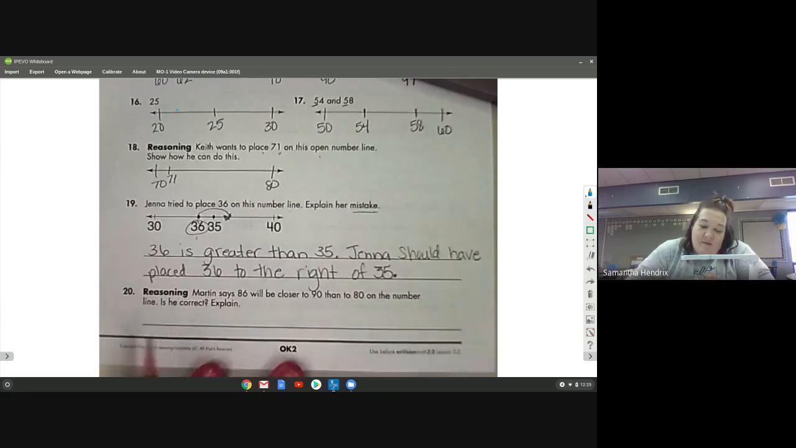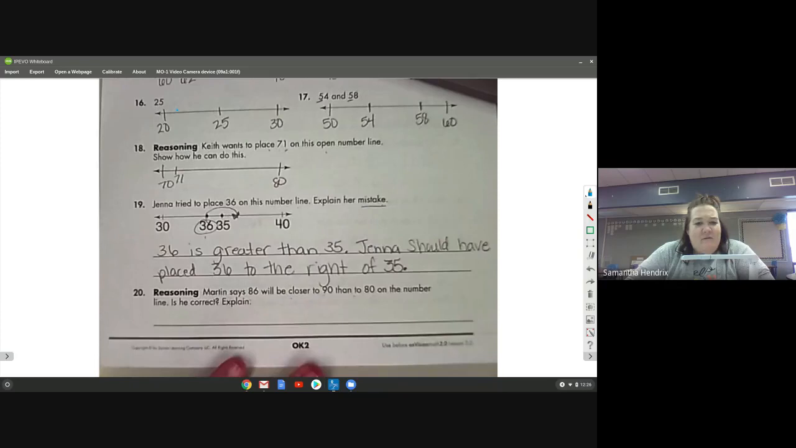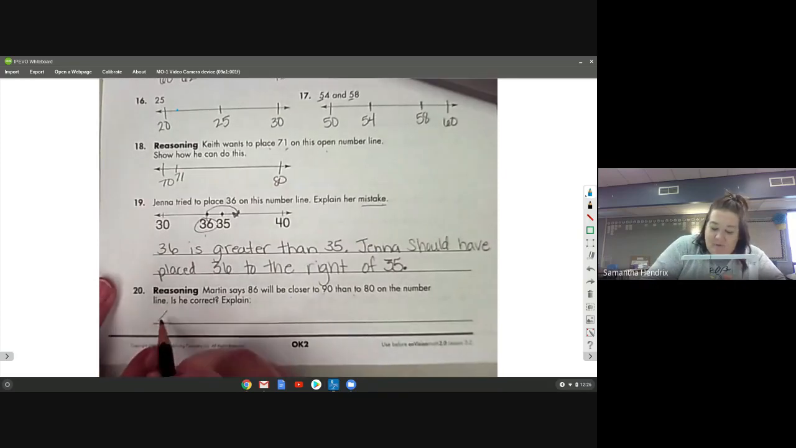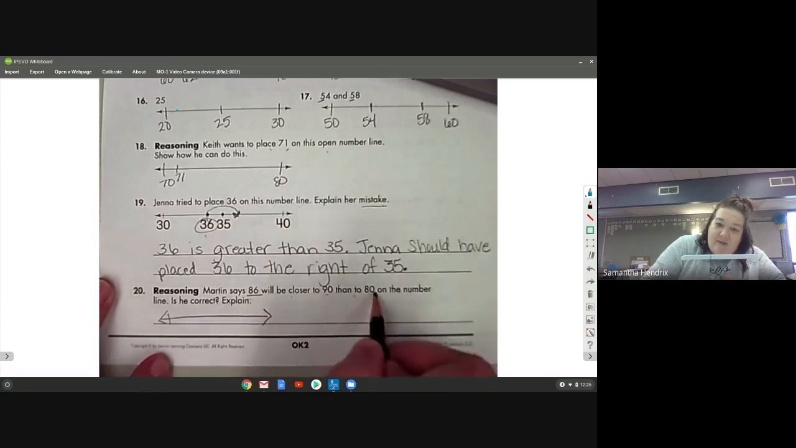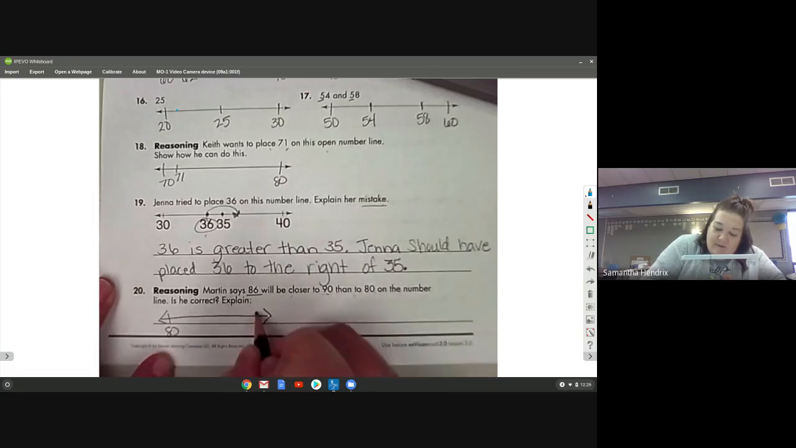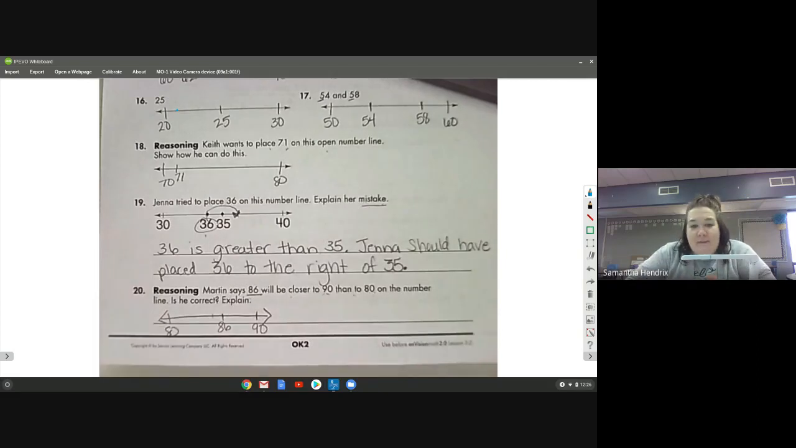Okay? Martin says 86 will be closer to 90 than to 80 on the number line. Is he correct? Let's do an open number line. 86. So we have our two end numbers, 80 and 90. He says 86 will be closer to 90. Here's 85. Here's about 86. So is he correct? He is.